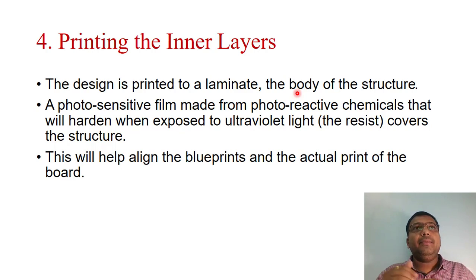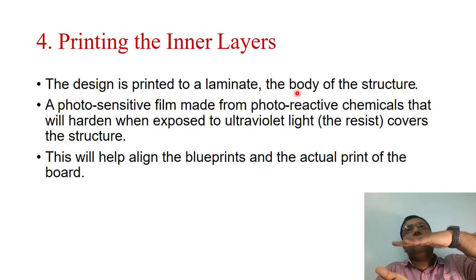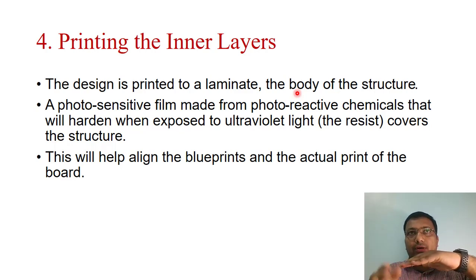Next, how can we print the inner layers? For multi-layer PCBs, the inner layers are there. So how are they going to be printed? The design is printed to the laminate and body of the structure. A photosensitive film made up of photoreactive chemicals will be hardened when exposed to ultraviolet light. The resist covers the structure. Like we have the substrate, the epoxy plate, and then we have the image on photoresistive material. So we place it on, and then we pass it through ultraviolet light.